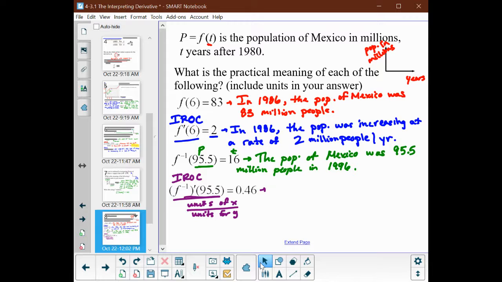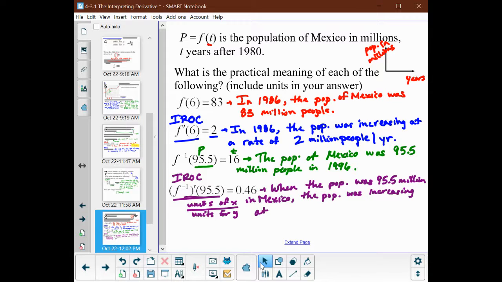So let's try this here. So when the population was 95.5 million in Mexico, the population, again, it's positive 0.46, so the population was increasing at a rate, and now again, I've expressed it as a rate, and our units are going to be flipped. So our x is on the top, so 0.46 years per million people.